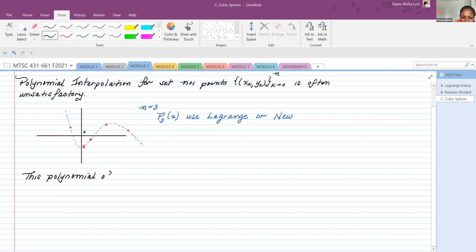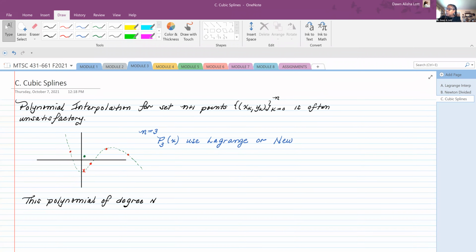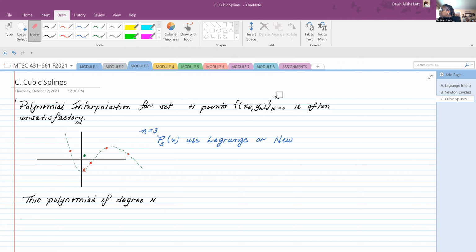Okay. And so this polynomial of degree n can have n minus 1 relative maxima and minima. I'm trying to think, do I use capital N or small n? Does it matter? I think I use capital N. I don't like capital N, but I better use it because that's what's in my notes.